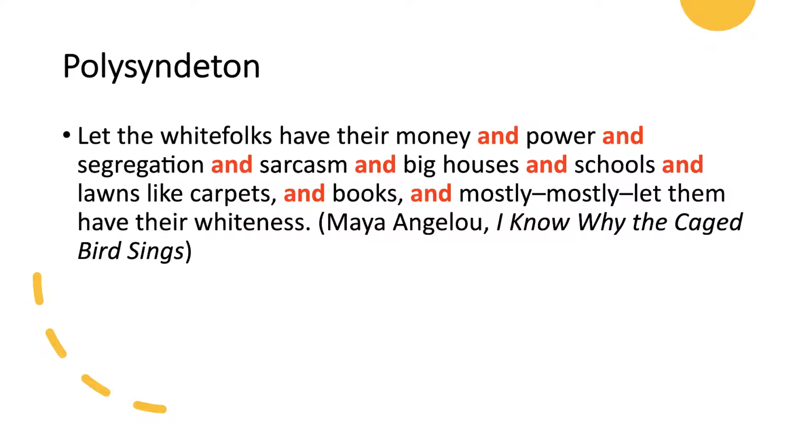So notice how one feels the emotional impact of what she is saying because of the use of and throughout. Let me read it without the and, and you can see how you lose that emotional impact. Let the white folks have their money, power, segregation, sarcasm, big houses, schools, lawns like carpets, books, and mostly let them have. See how you lose the emotional impact there? When you have the and, we're emphasizing each item, and we're really putting some power behind each part of this statement.